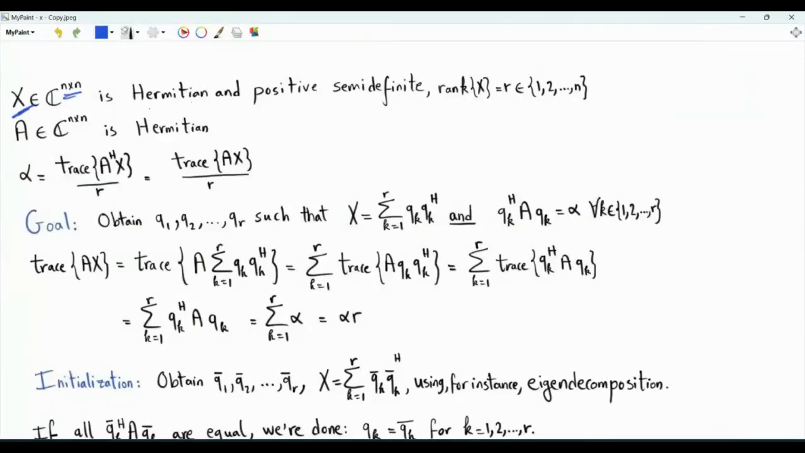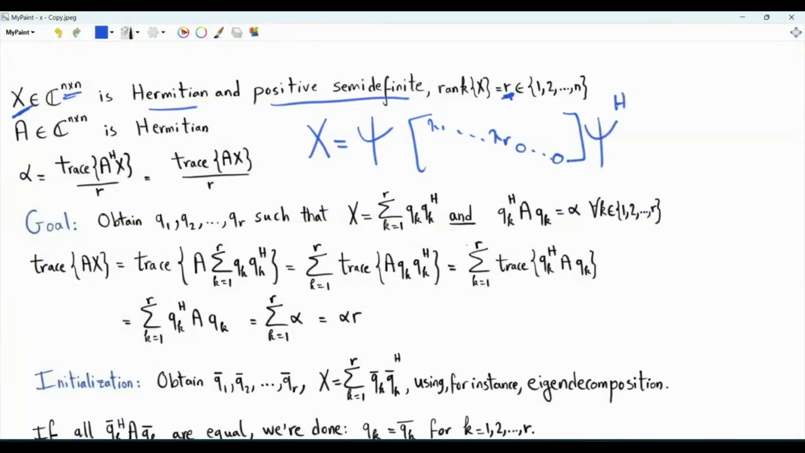We have matrix X. It is an n by n square matrix that is Hermitian and positive semi-definite. It has a rank R. X can be eigendecomposed. We can write X as a matrix of eigenvectors psi, and then a diagonal matrix of eigenvalues. The eigenvalues are real valued and non-negative. We have R strictly positive eigenvalues, and the remaining eigenvalues are equal to 0 because the rank is R.